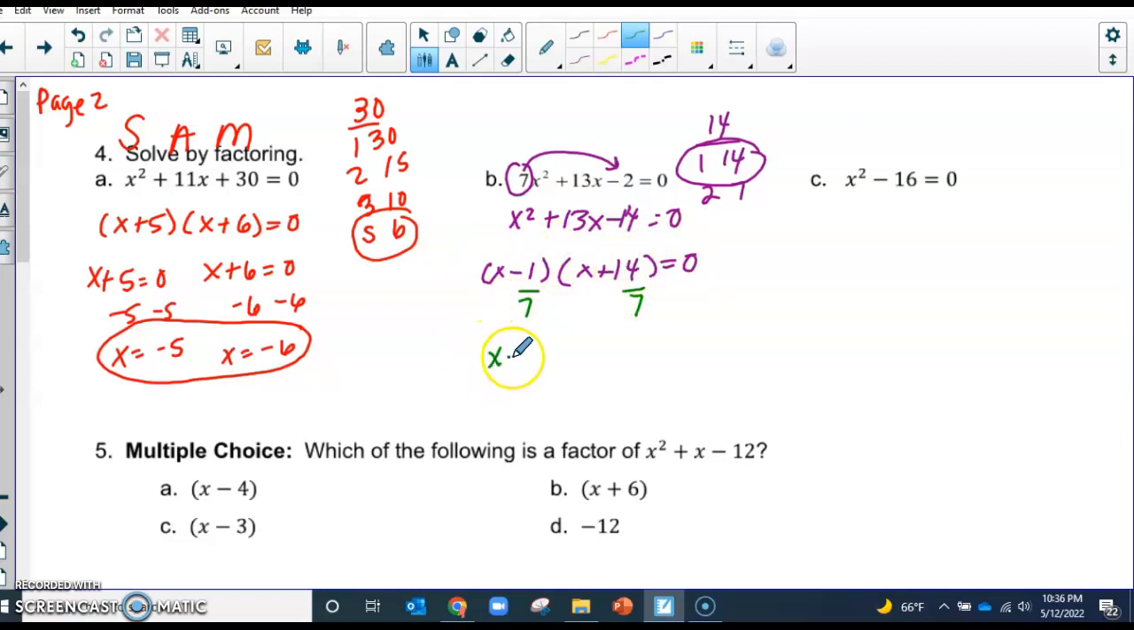So this I'm going to leave as x minus 1/7 equals 0. And x plus 14 divided by 7 is 2 equals 0. Now I have to solve. I'm going to add 1/7 to both sides, subtract 2 from both sides. I'm left with x equals 1/7 and x equals -2.